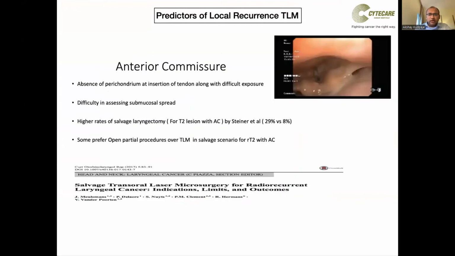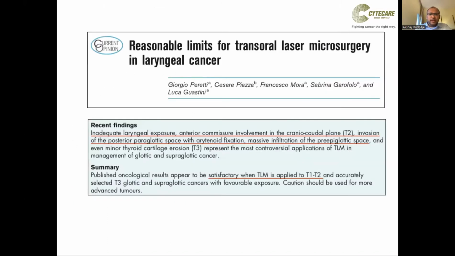In terms of site or the extent of the lesion, the anterior commissure is one site which is a very difficult problem to treat, in either of the treatments, whether it is radiotherapy or laser surgery, because of the anatomical site itself, as well as the inability to focus or fire the laser beam to get around the lesion. Hence, at the anterior commissure, you need to be very, very cautious in treating with transoral laser surgery. Additionally, whenever the lesion extends posteriorly, that is, the lesion which involves the posterior paraglottic space with arytenoid fixation, infiltration into the pre-epiglottic space, or thyroid erosion, these again are not good candidates.